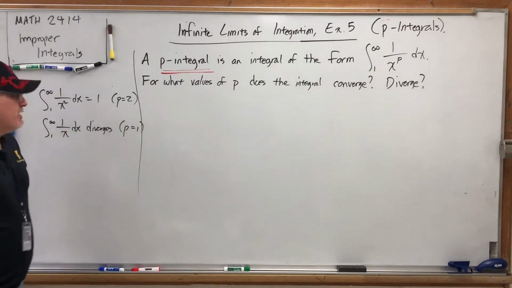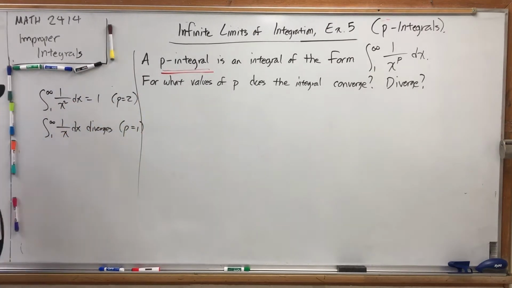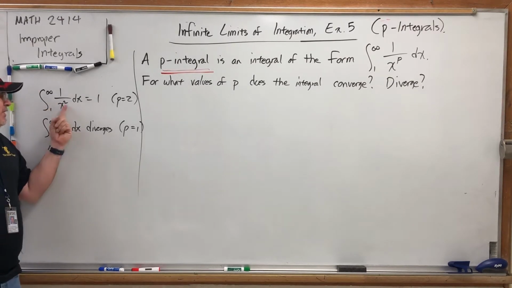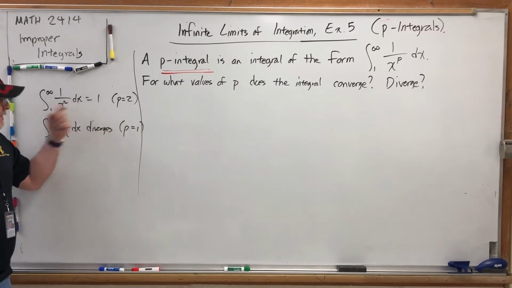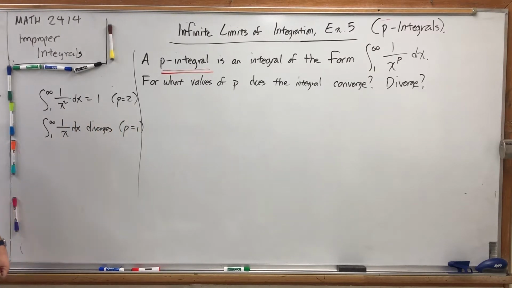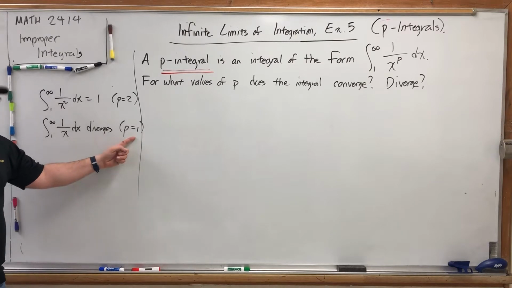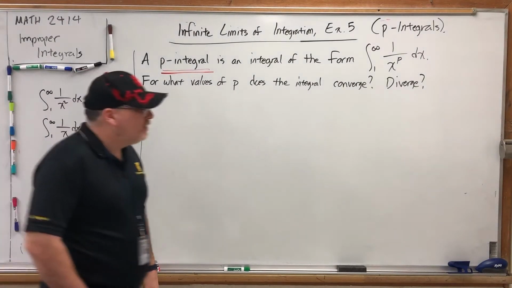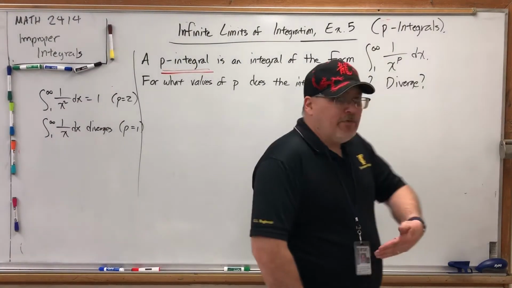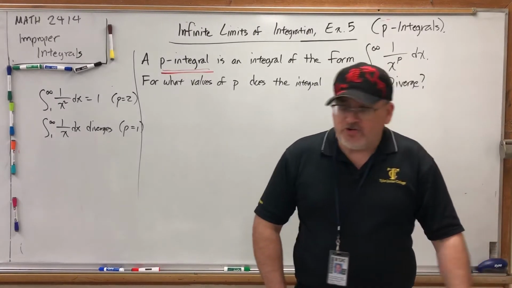Now we've actually seen a couple of p integrals already. The very first one we did was the integral from 1 to infinity of 1 over x squared dx, which is a p integral with a power equal to 2. That converged to 1. And in the next example, we did the integral from 1 to infinity of 1 over x dx, and that diverges. That's a p integral with p equal to 1. So we've already found one example of convergence and one example of divergence.